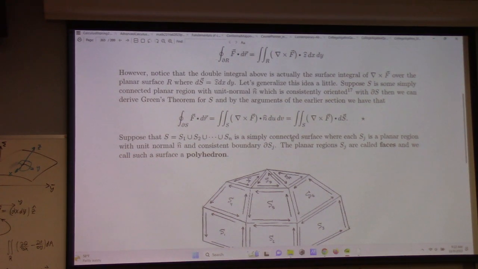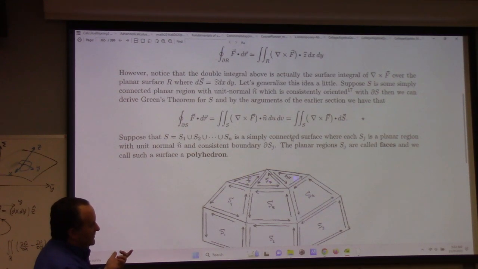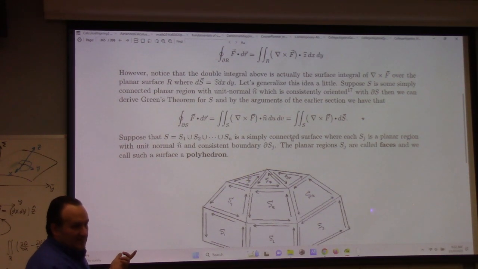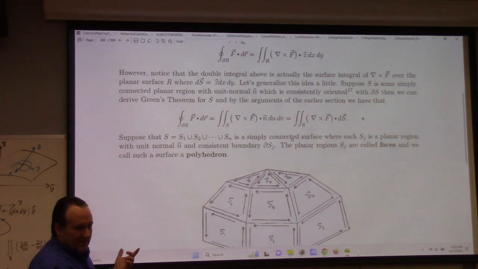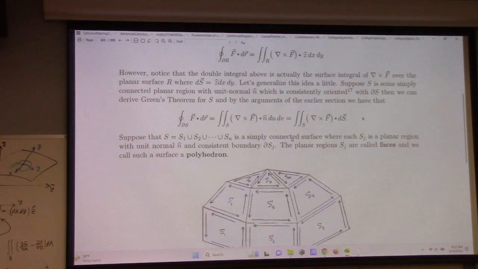So what happens then? If I can apply Green's theorem to a polyhedron like this, to each one of these regions, what happens when you add together Green's theorem on each one of the polygons? What's that?